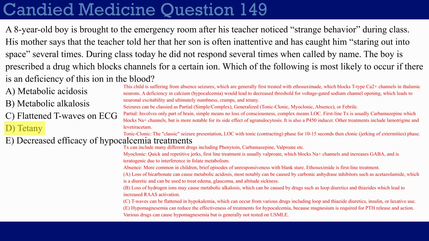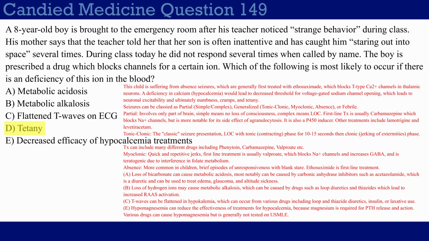Choice A, metabolic acidosis. So of course, a loss of bicarb can cause metabolic acidosis. First thing I would think of is carbonic anhydrase inhibitors like acetazolamide, mostly used as a diuretic, treats edema, glaucoma, and since it makes you pee out a lot more of your bicarb, it also is used for altitude sickness.